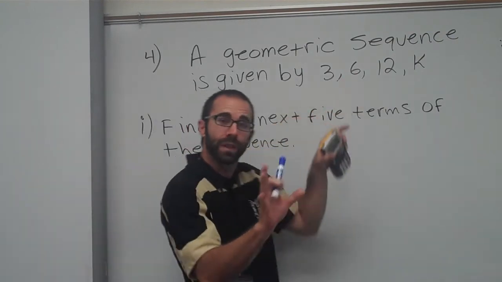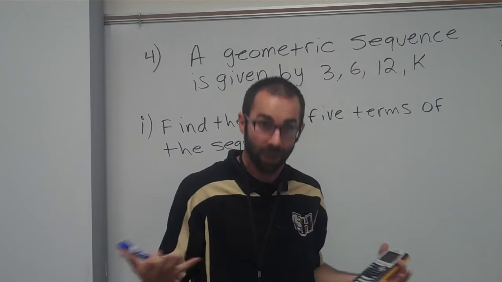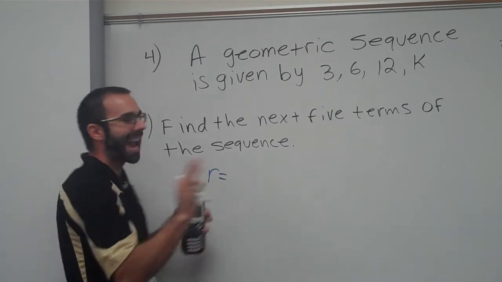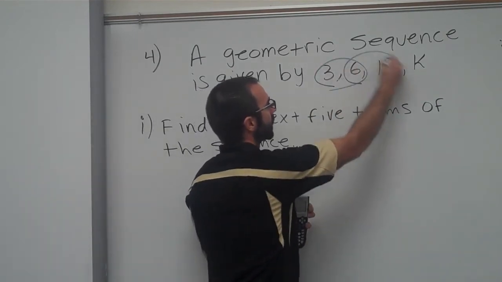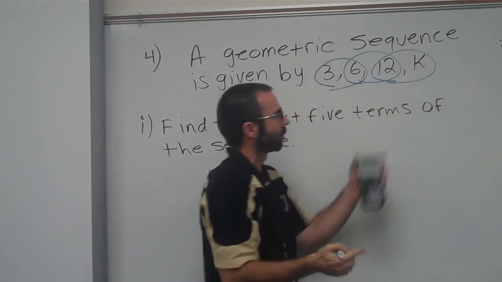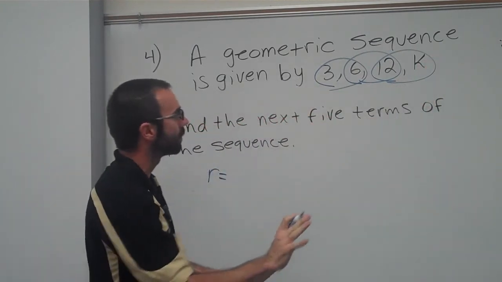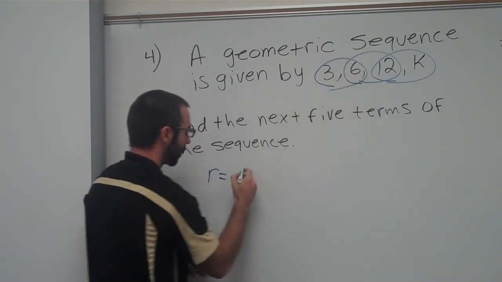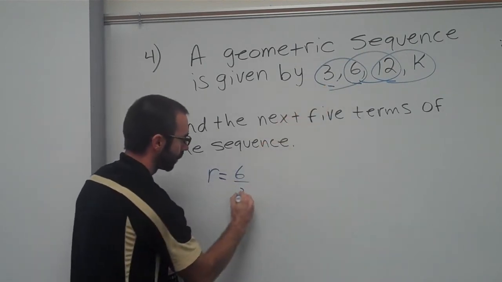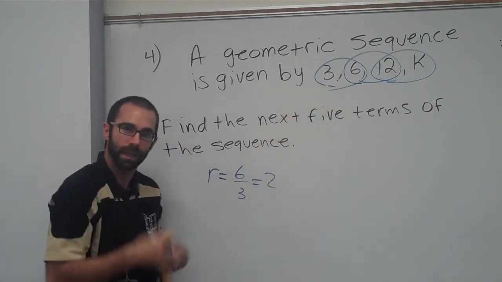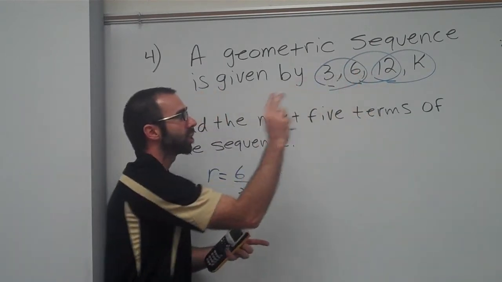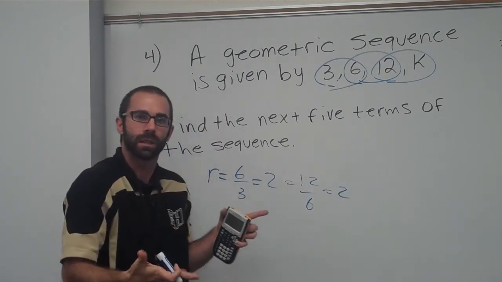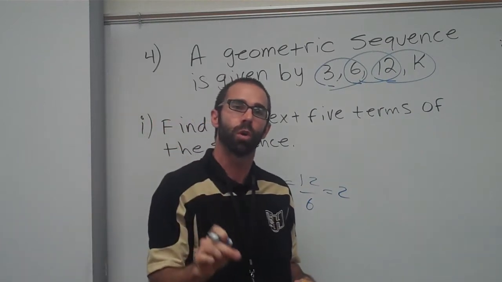One of the important things to note about a geometric sequence is that it has a common ratio. To find our ratio, we take any pair, whether 3, 6, or 6, 12, or 12, K, but we probably wouldn't use the K one because we don't know what that is yet. If we take 3, 6, we take our second term 6 and divide it by our first term 3, and that gives us 2. We would get the exact same answer with this pair: 12 over 6, which is 2. This is how we know it's a geometric sequence, because it has a common ratio of r.